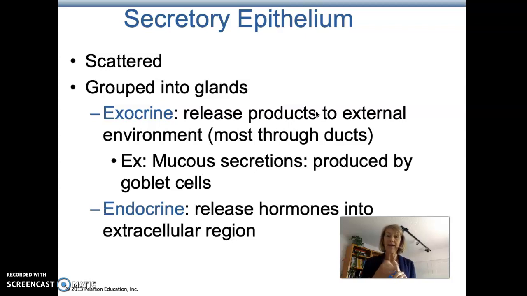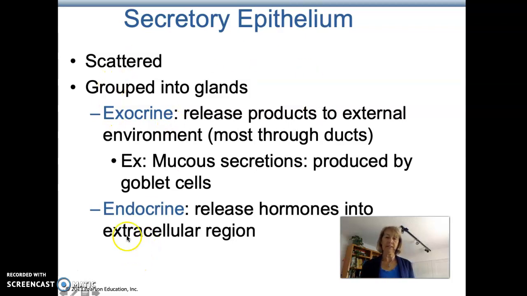So if it's exocrine, it needs to export it. It's not going to keep it close. So it needs some sort of duct. It's going to form a duct, and that's going to be able to put it out to the external environment. So secretory epithelium, like sweat, for example, has a duct. You lose water, and it's going to come up to the surface of the skin. So that's an exocrine gland.